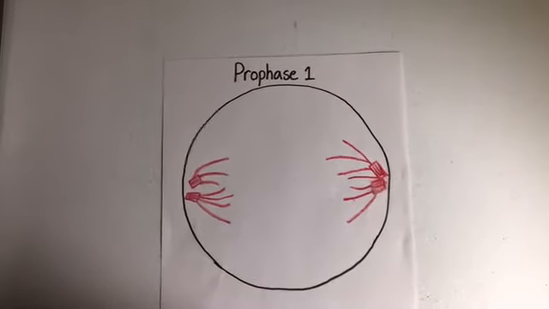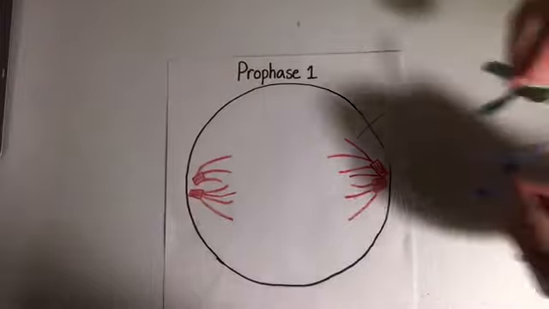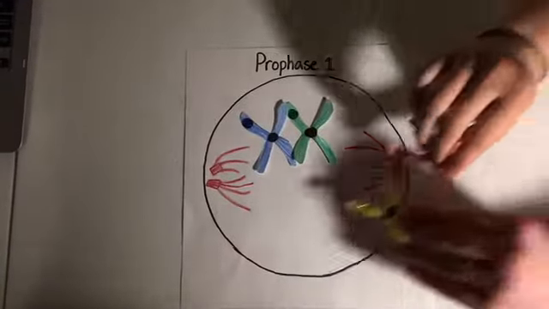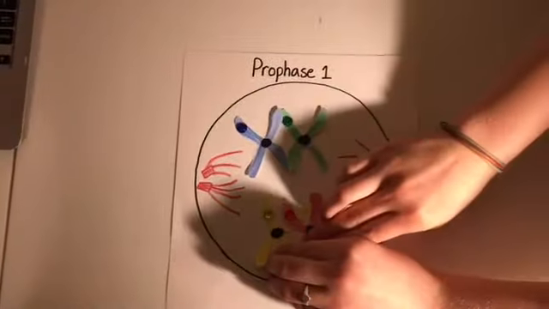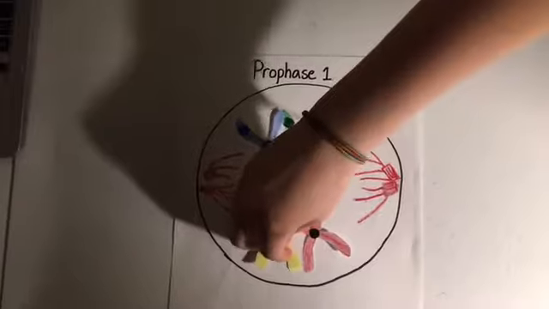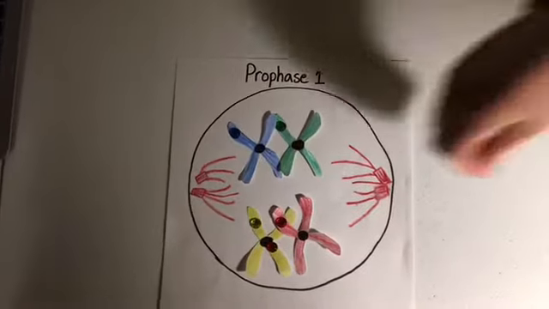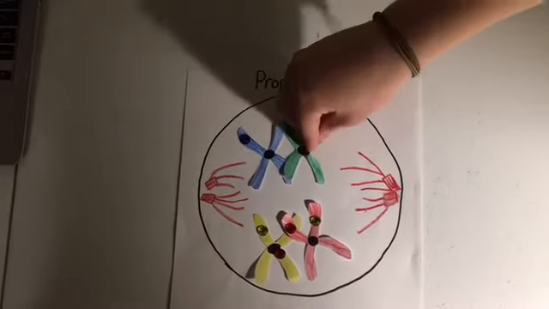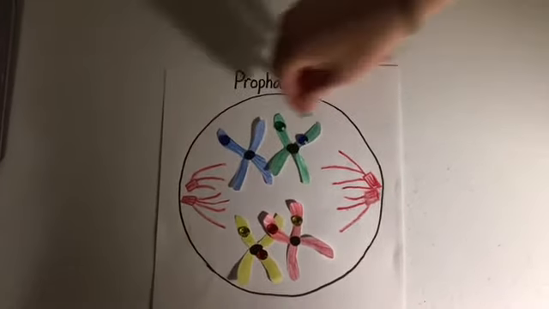The first step is called prophase 1. In this phase, chromosomes condense and align with their homologous pair. A homologous pair is when two chromosomes are roughly the same size and contain the same genetic information. For example, information for eye color. Once paired, chromosomes begin a process called crossing over. This is when chromosomes share and exchange information.